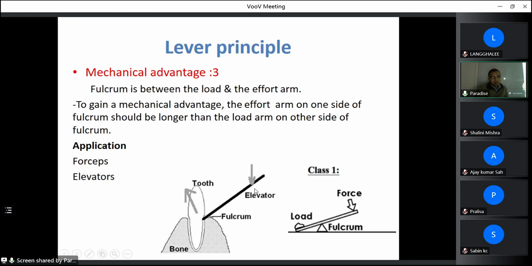While extracting the tooth using the elevator, this is your effort arm, this is your load arm, and the alveolar bone will act as a fulcrum. Mechanical advantage 3 indicates that whatever force you apply in the effort arm is multiplied by 3 times in the tooth region. So the force we apply in the effort arm will be multiplied by 3 times in the region of load. So forceps and elevator work on the lever principle, on the first class lever.